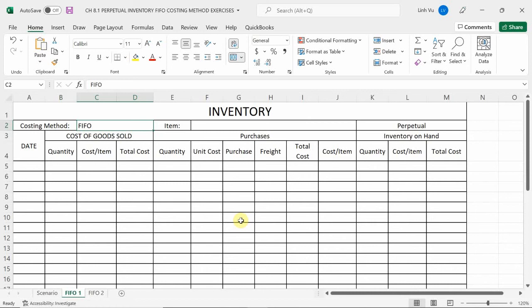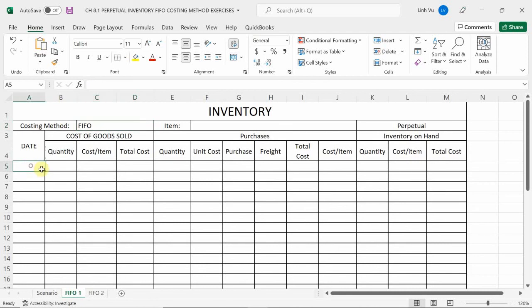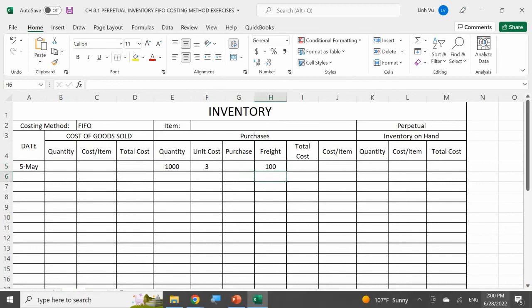So the very first one is we made a purchase. In this case, we're going to skip the first 3 sections because we made a purchase of inventory on May 5th. 1,000 units at $3 each, and the freight cost you $100.